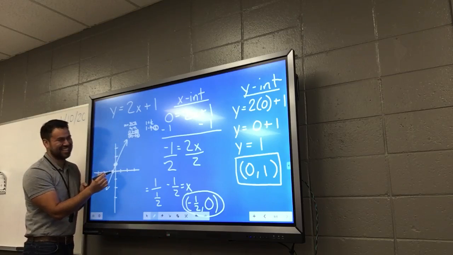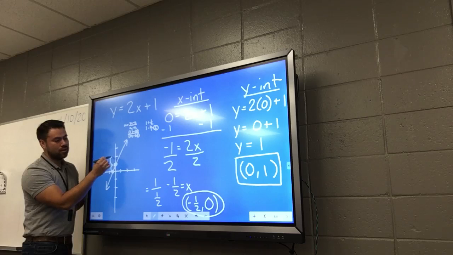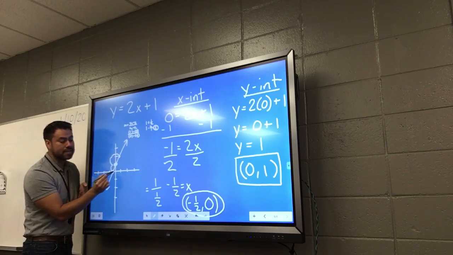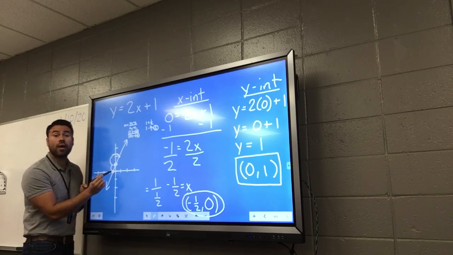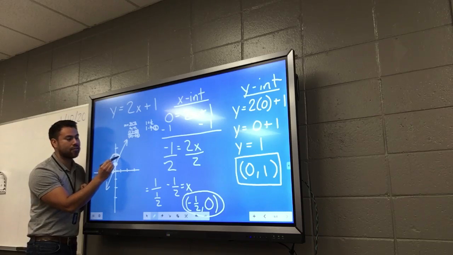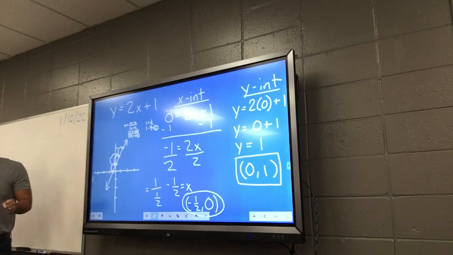So if I go up 1, 2, I should be able to go 1 over, which is right there. Remember, this is half, and this is a second half, so that's a whole. Got it? What if I went up 1 over a half? It doesn't matter. It has to get me that slope.